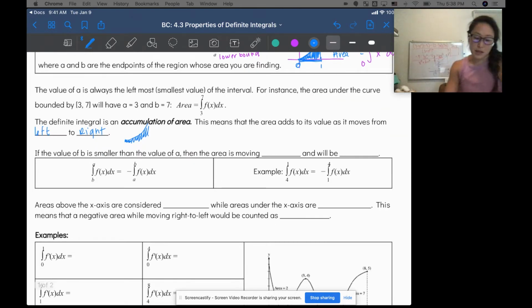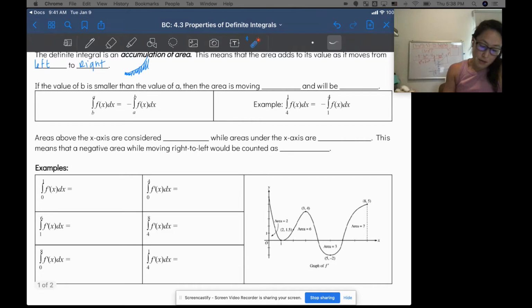If the value of b is smaller than the value of a, we're allowed to switch the bounds so that the b goes to the top and the a goes to the bottom, but then I have to make the area negative. So for example, if I do 4 to 1 of f of x, I can rewrite that as the area from 1 to 4, but it's negative, it's opposite.